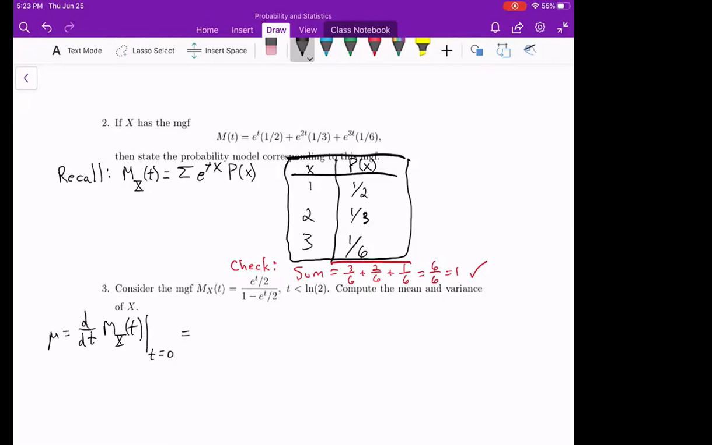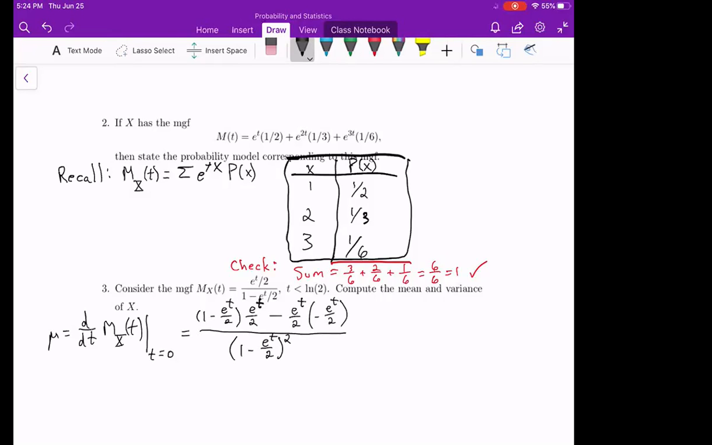So I tend to think of it as low d high. So 1 minus e to the t over 2 is my low. The derivative of the top is still e to the t over 2. The derivative of e to the t is still e to the t, minus high, which is e to the t over 2, times the derivative of low, which is negative e to the t over 2, all over low squared, which is 1 minus e to the t over 2 quantity squared.